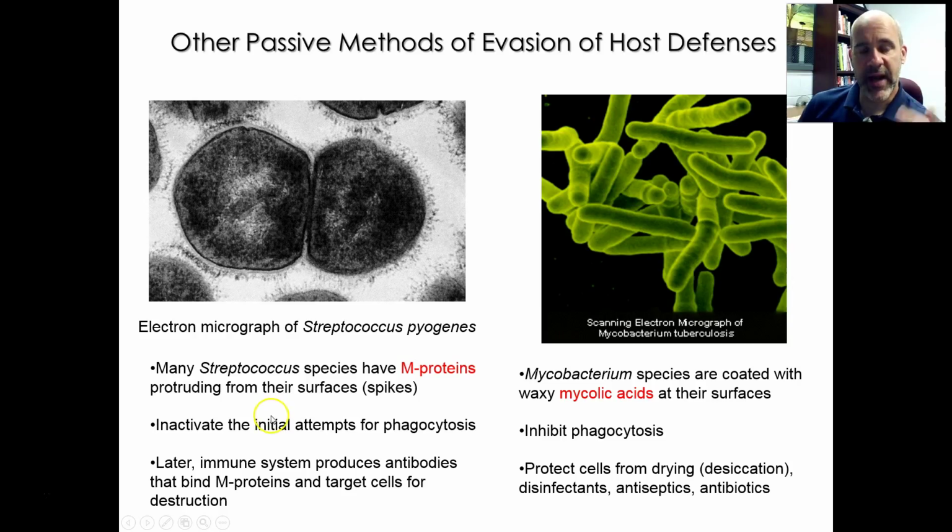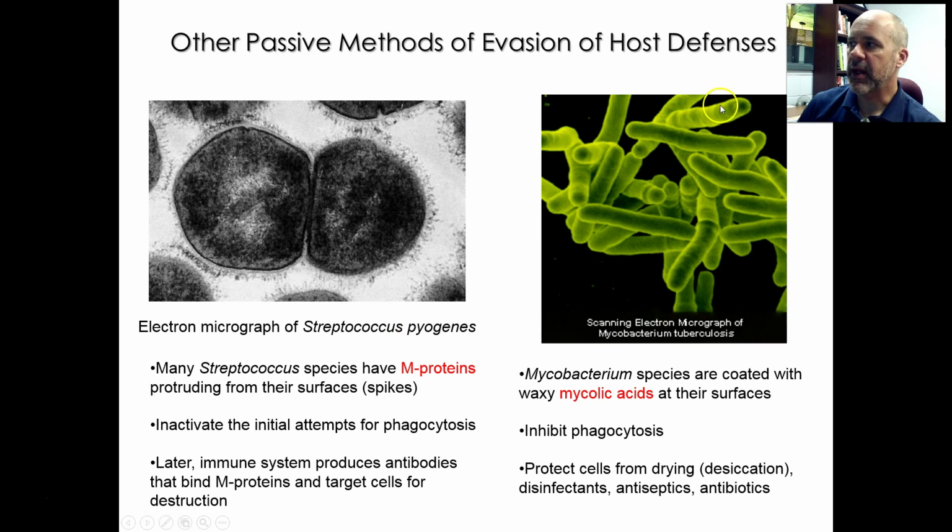But they kind of function like a capsule in that they prevent neutrophils and macrophages from being able to latch on to the bacteria easily. Now these things do stick out of the surface. Later during infection, your immune system will actually make antibody weapons that attach to those M proteins. So these little spikes are useful early during infection, but not so much later.